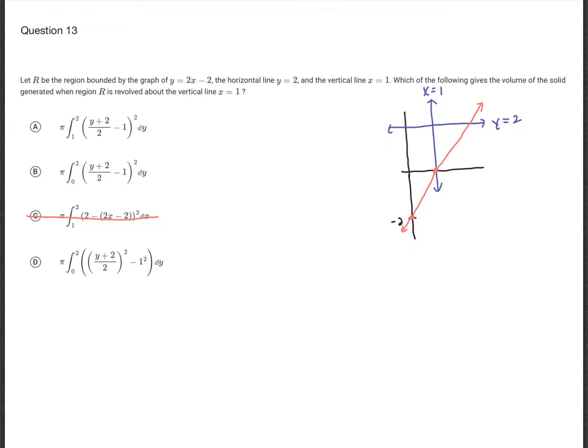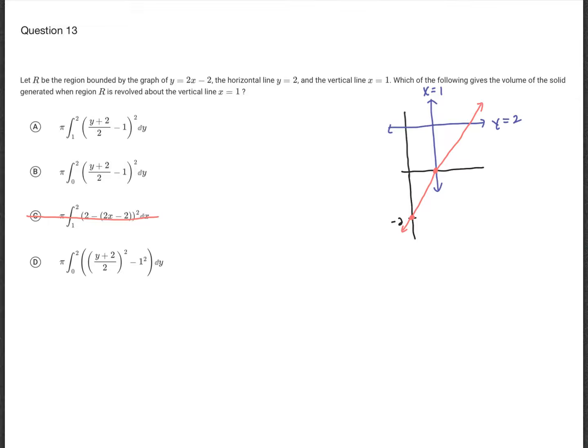Okay, so let's just make sure. The region bounded by the graph of 2x minus 2, the horizontal line y equals 2, and the vertical line x equals 1. So this area is the one that's enclosed by all three of these lines. Okay, so that area is revolved around this line x equals 1.